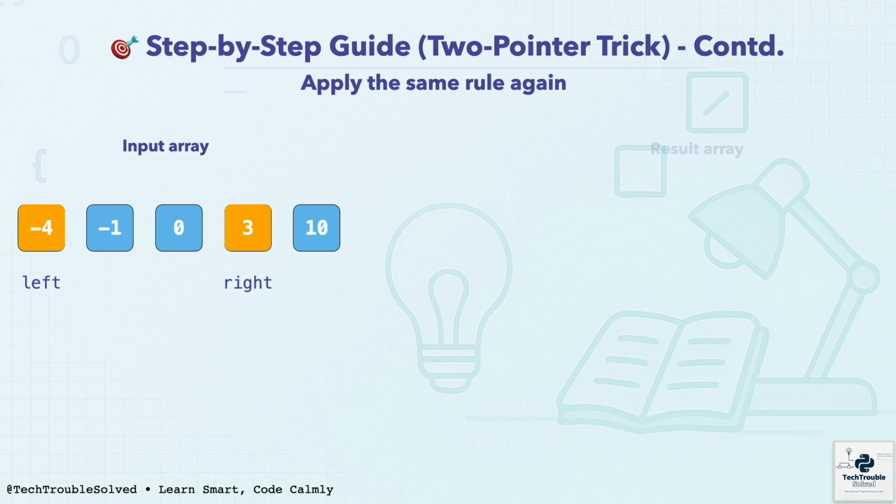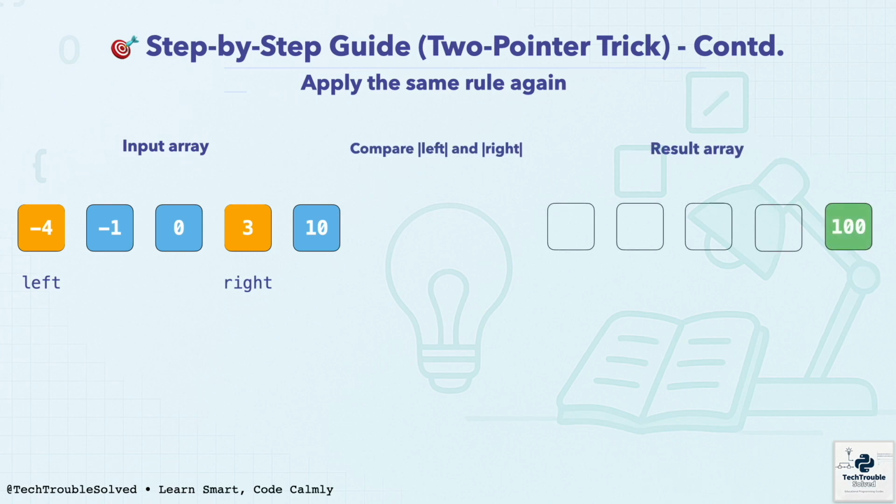Now the left pointer is at -4 and the right pointer is at 3. We compare absolute values 4 and 3. 4 is larger, so we square -4 and place 16 in the next position from the back. Because we used the left value, the left pointer moves right.